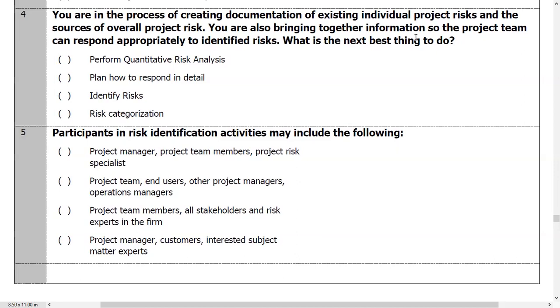Question 4. You are in the process of creating documentation of existing individual project risks and the sources of overall project risk. You are also bringing together information so the project team can respond appropriately to identified risks. What is the next best thing to do? I'm going to give you a minute for this one.